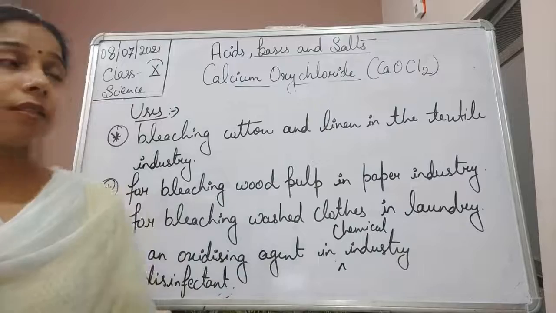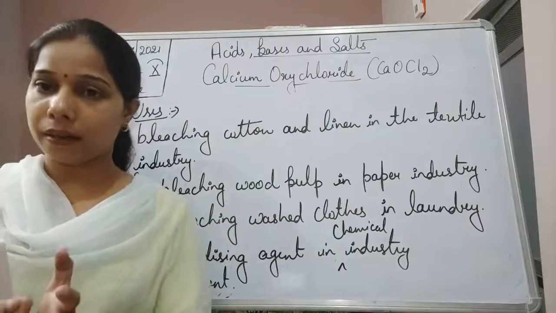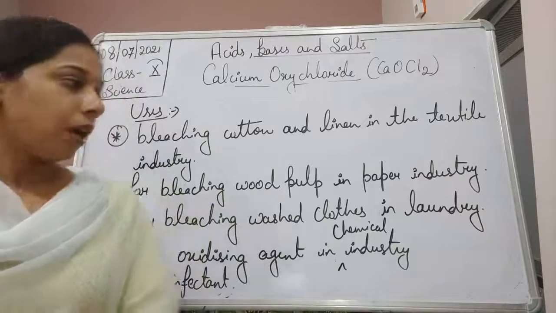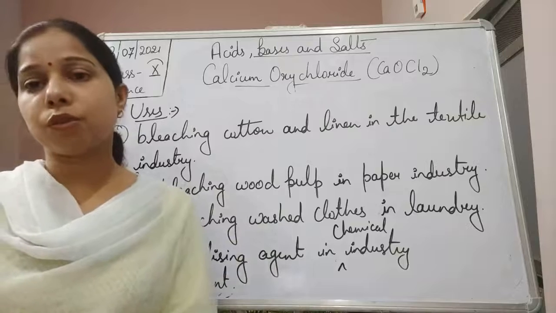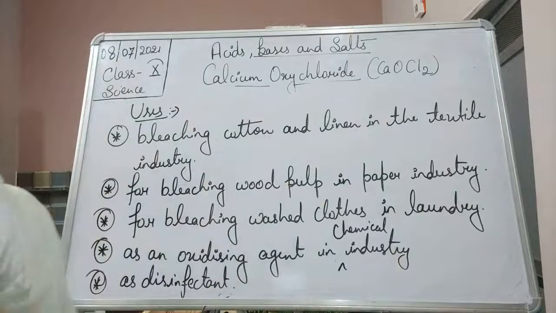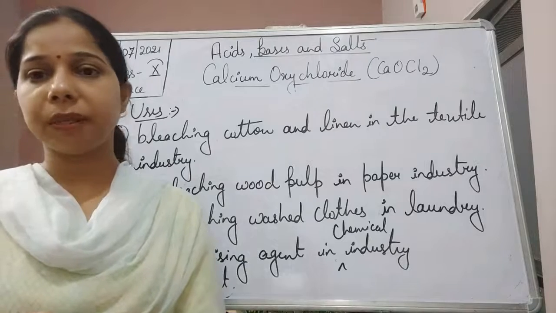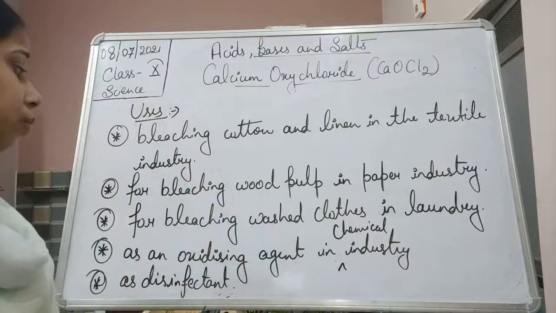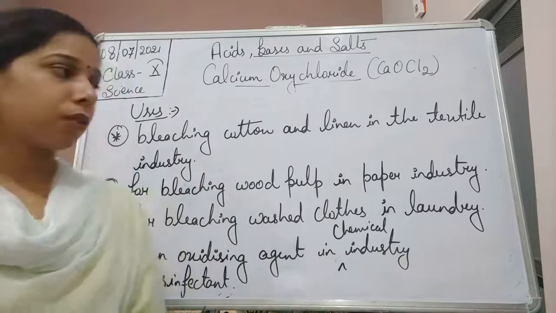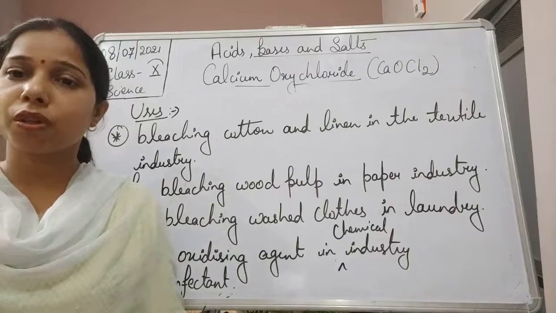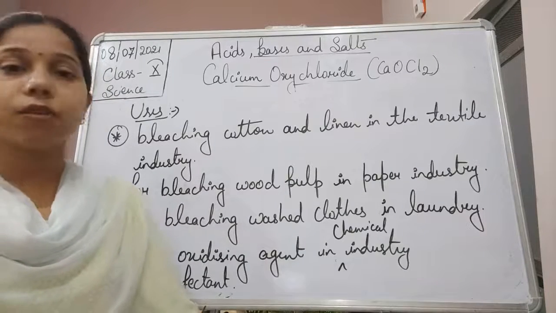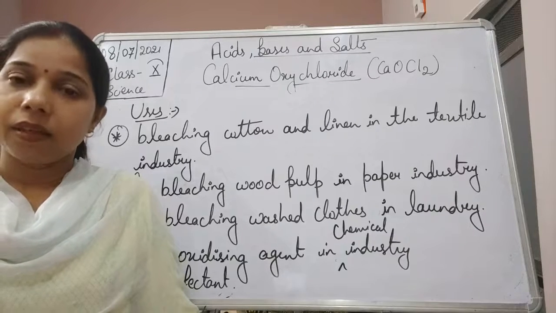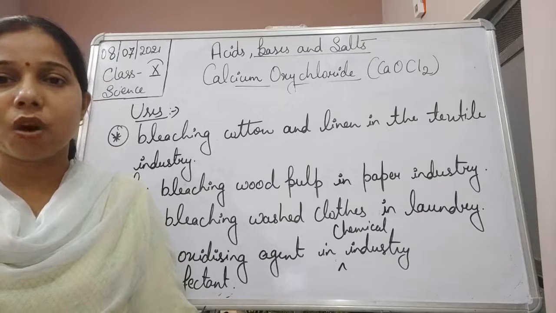The first one is it is used in bleaching cotton and linen in the textile industry. It is also used for bleaching wood pulp in paper industry, as well as for bleaching washed clothes in laundry, and used as an oxidizing agent in chemical industry or as a disinfectant. These are some of the uses of the bleaching powder, students.